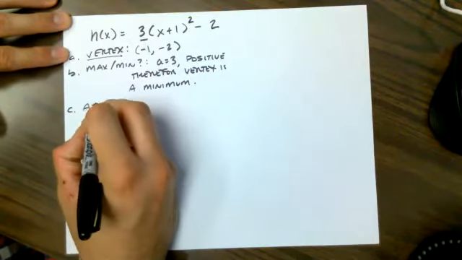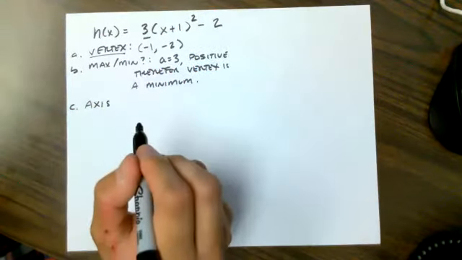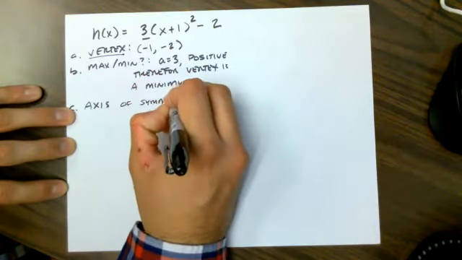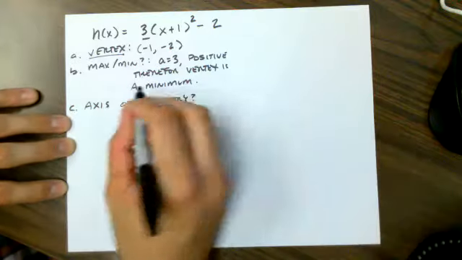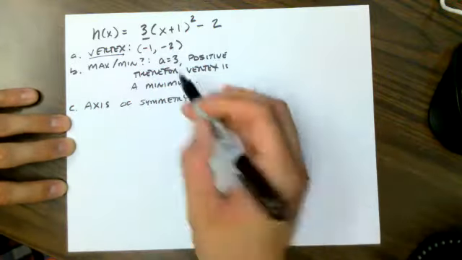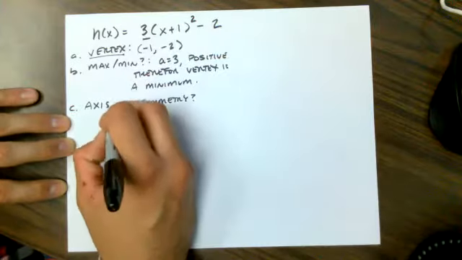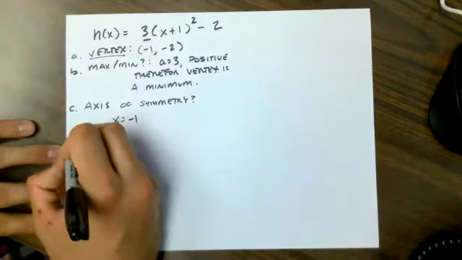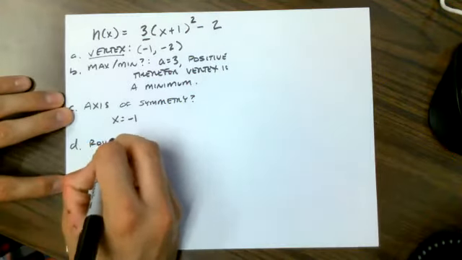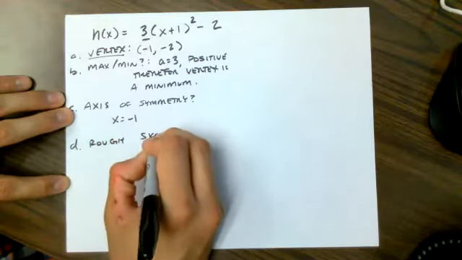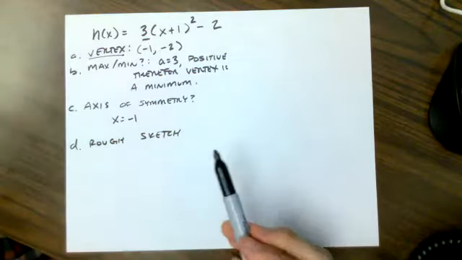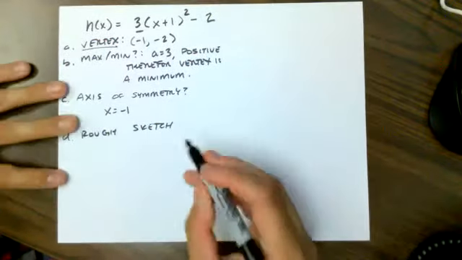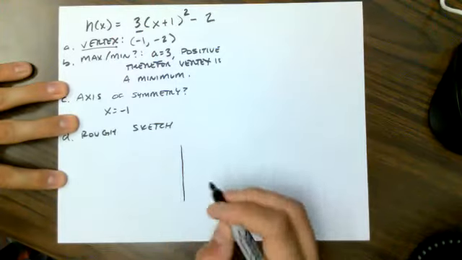C, we've got, well, what's the axis of symmetry? Remember, it's a vertical line that goes through the vertex. So it's x equals -1. That's the axis of symmetry. And D, I'm just going to do a rough sketch. This is going to turn into one of those problems that's like A, B, C, D, E, F, G here in a minute. But before we get there, let's do just a rough sketch of what we have going on.